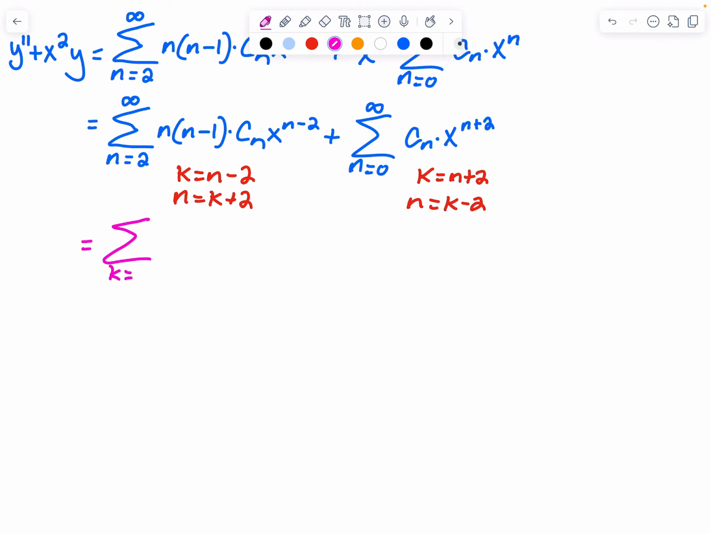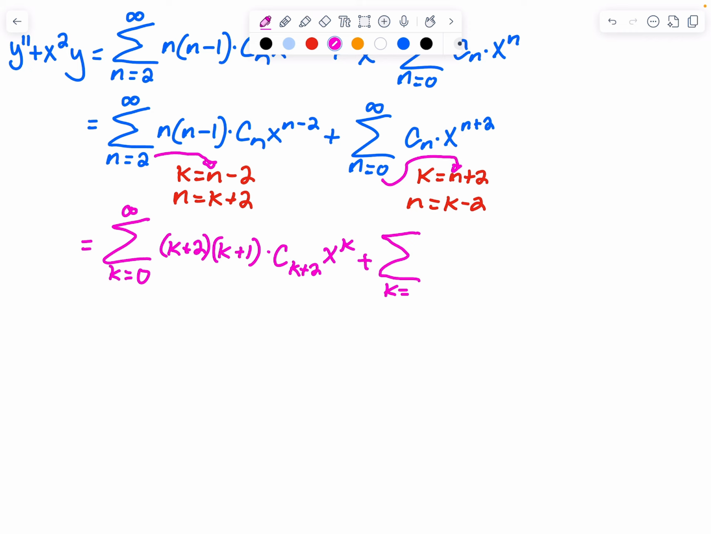Okay, I get k equals, this 2 was a 2, so if I plug 2 in for n, 2 minus 2 gets me 0 to infinity. And then I have to plug all these in. Okay, k plus 2 for n: n minus 1, if I plug in k plus 2, I'm going to get k plus 1, times c_(k+2), times x^k. That was our goal. Right, and then we have to do it on the second one over here. Okay, k would be, if n is 0, then k is 2.